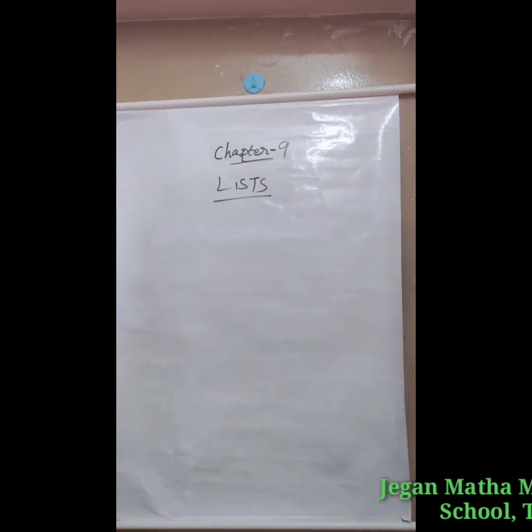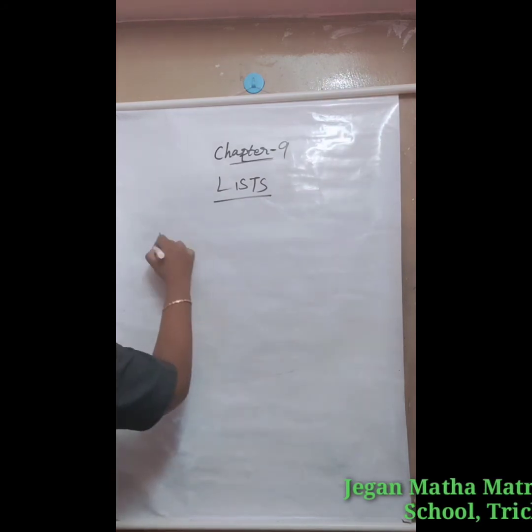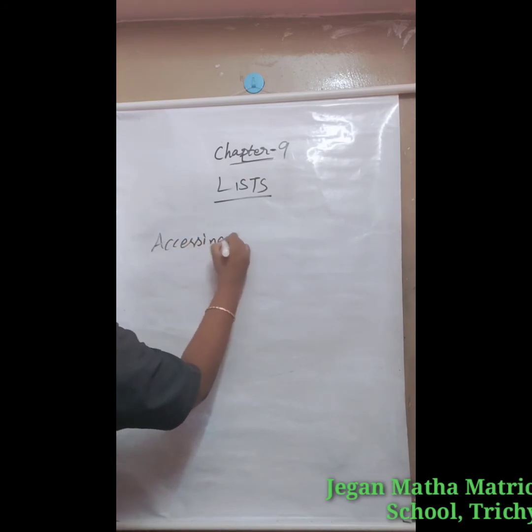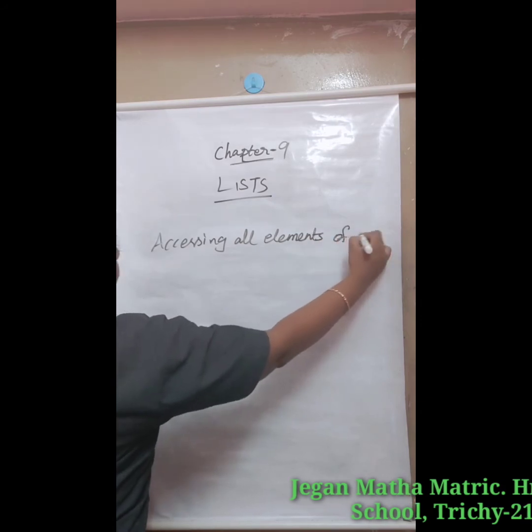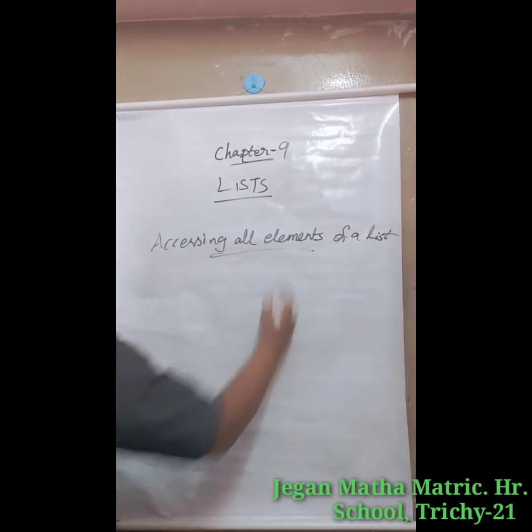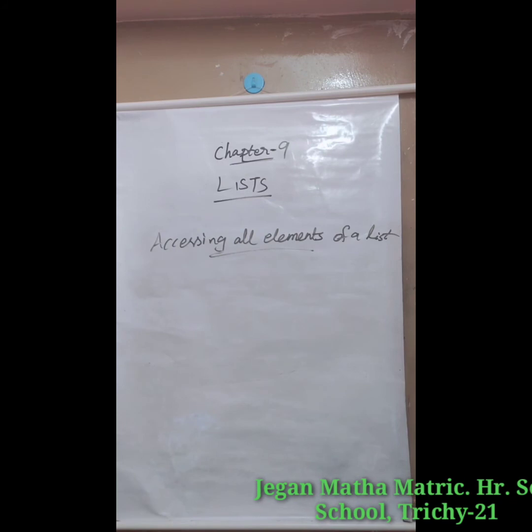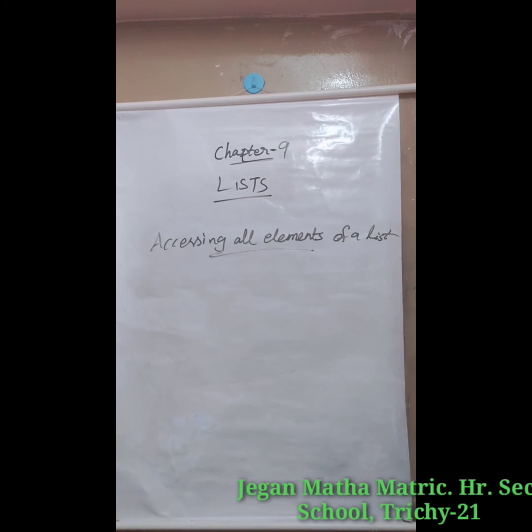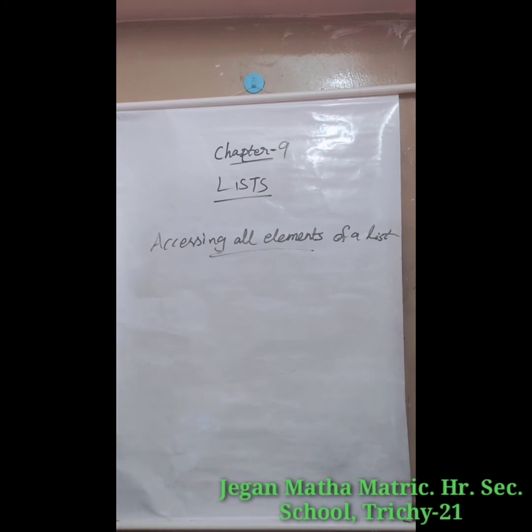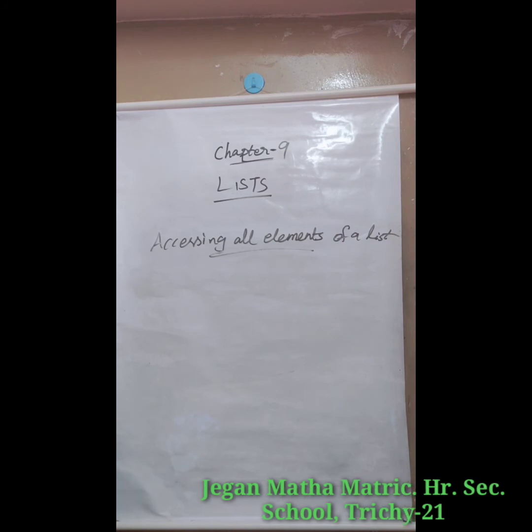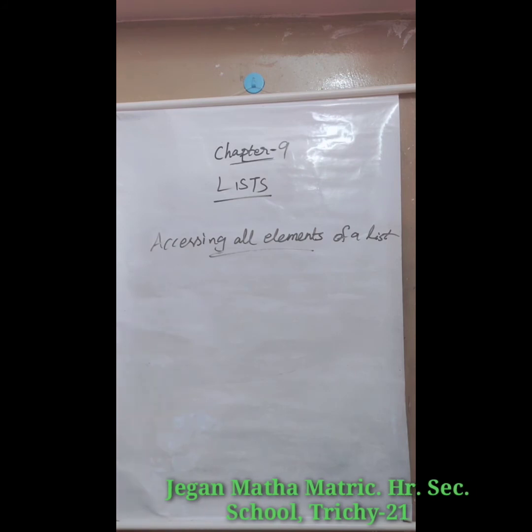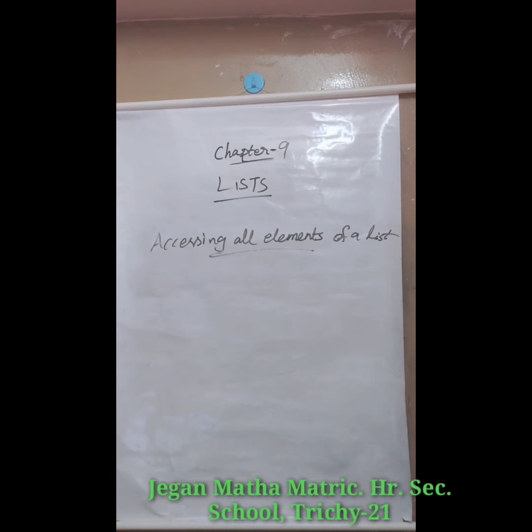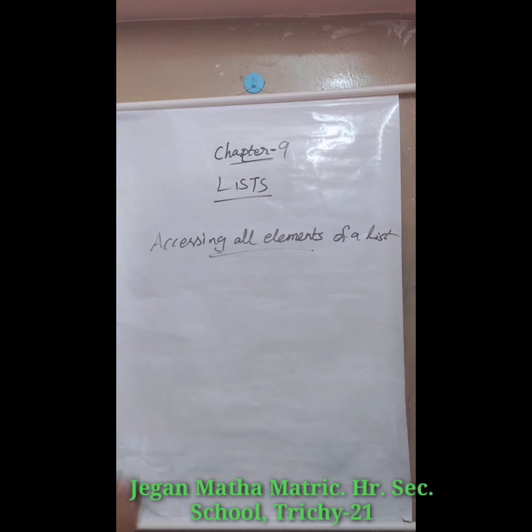So in the previous topic we learnt to access a particular element in a list. Now we are going to discuss accessing all elements of a list. So the loops are used to access all the elements from the list. If you want to access all the elements, we use the loop concept. The initial value of the loop must be 0, and 0 is the beginning index value of a list. Now let us see the example.